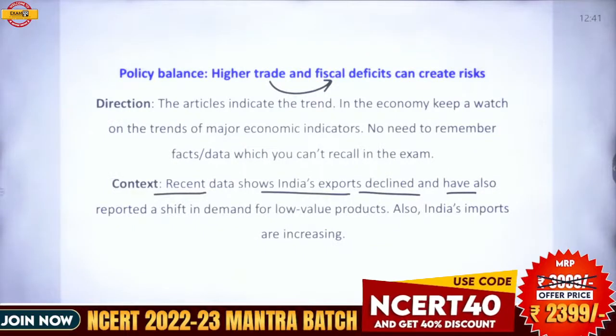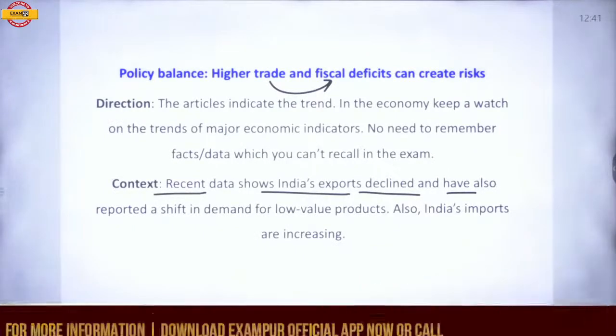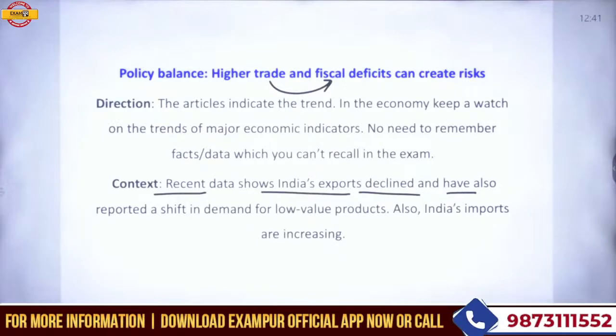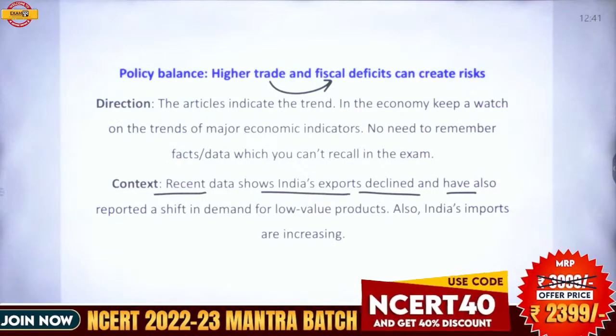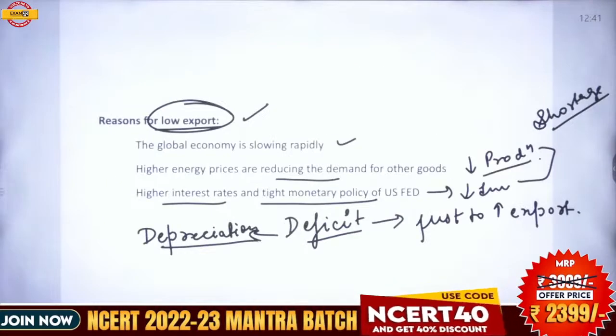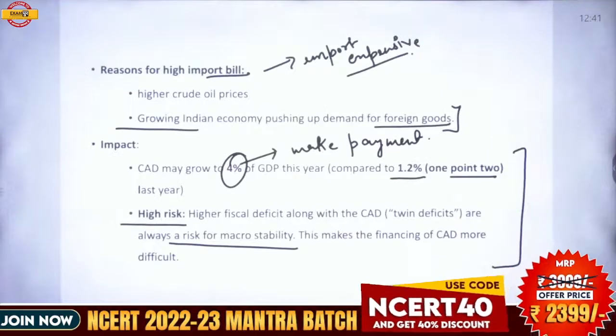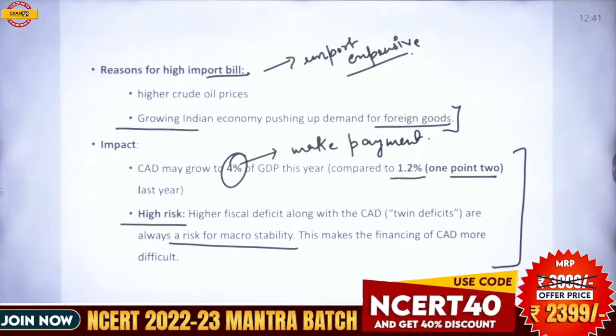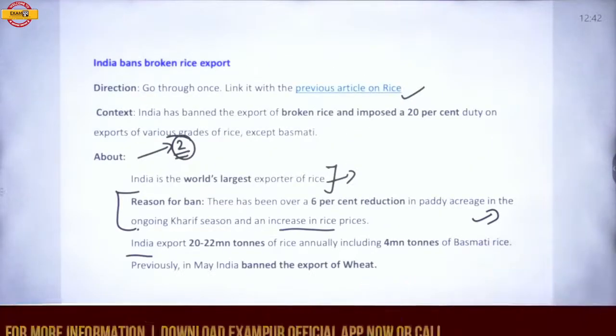Next, if we have a trade deficit in our country, it is leading to a fiscal deficit. If this is leading to an increase in the fiscal deficit, imports are rising. Exports would be low, the import bill is continuously increasing, and there would be a ban on rice export.